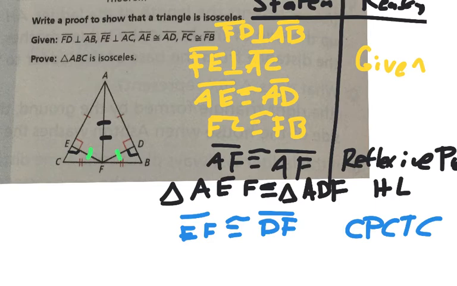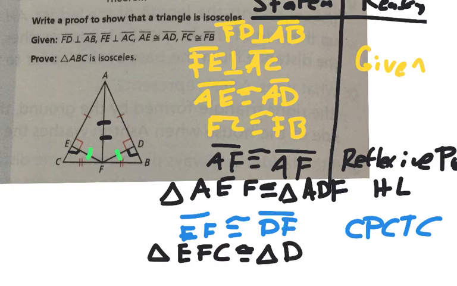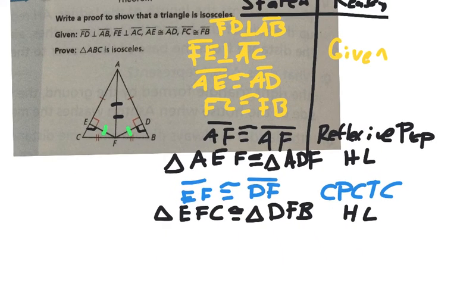So is there enough information now to say that the two smaller triangles are congruent? Yes. There is. Because I know the hypotenuse and I know a leg. So now I can say the smaller triangles are congruent. So let's go triangle EFC is congruent to triangle. What goes with E? D. What goes with F? F and B. Right, and how did I know these were congruent? Because of the hypotenuse leg theorem again.